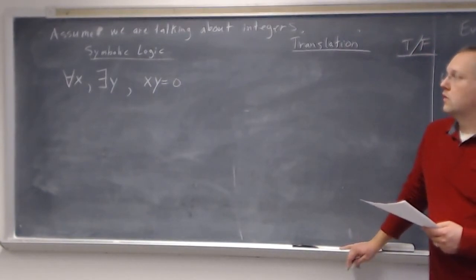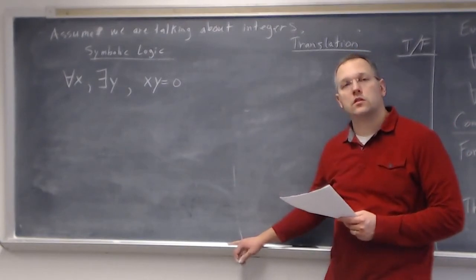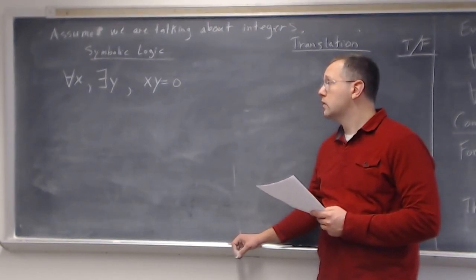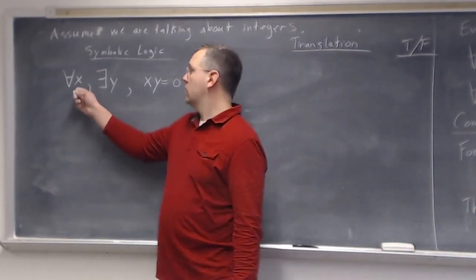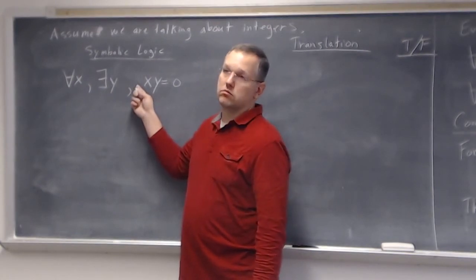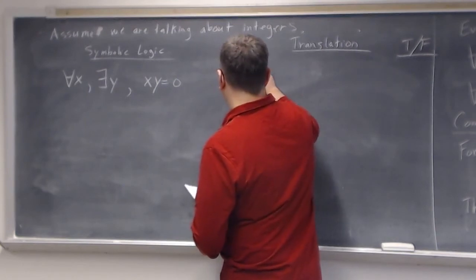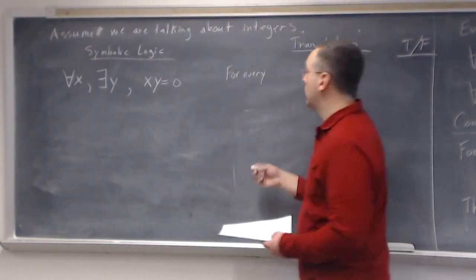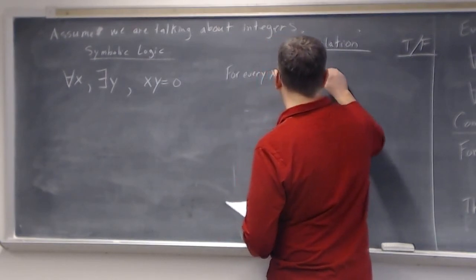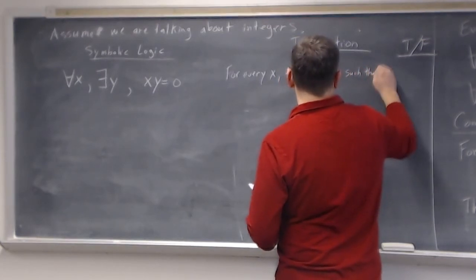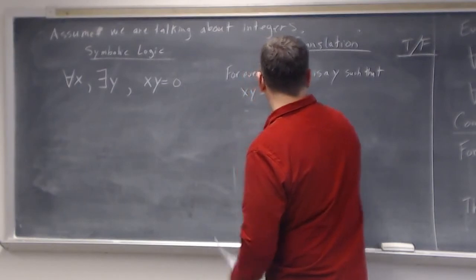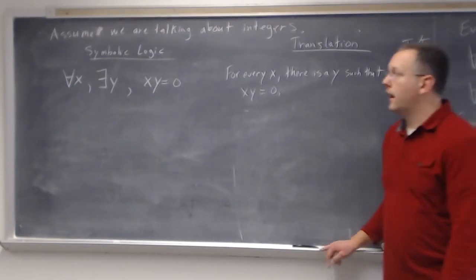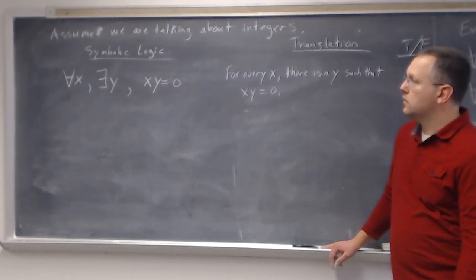Well, what is an English translation of this symbolic sentence? For every x, there is a y such that x times y equals 0. Okay. I said we're talking about integers, so when I say for every x, I really mean for every integer x, right? For every x, there is a y such that x times y equals 0. Is that true or false? True. So for every x, there exists a y such that x times y equals 0.